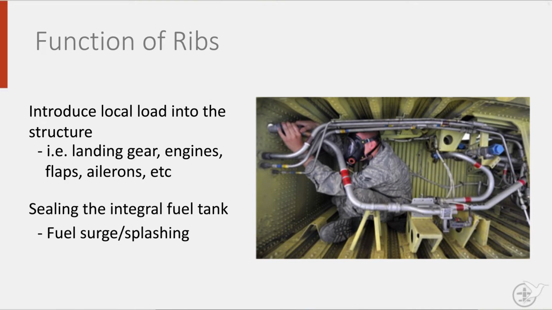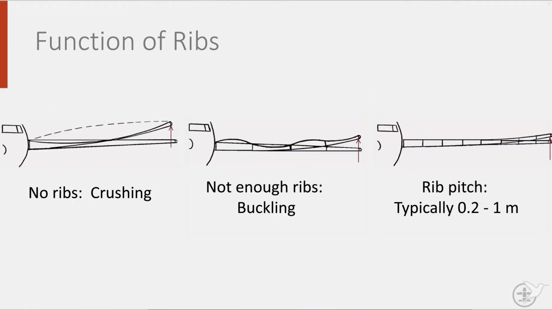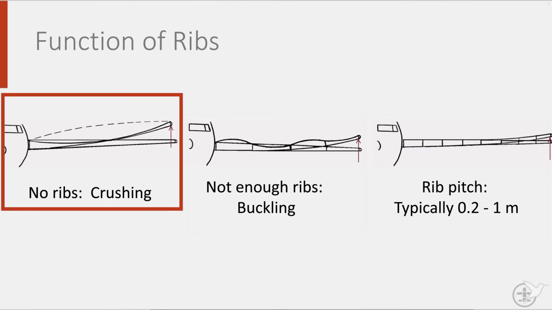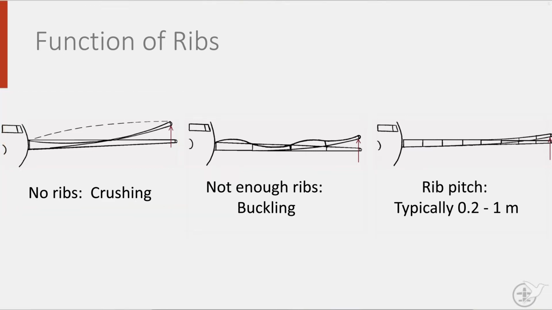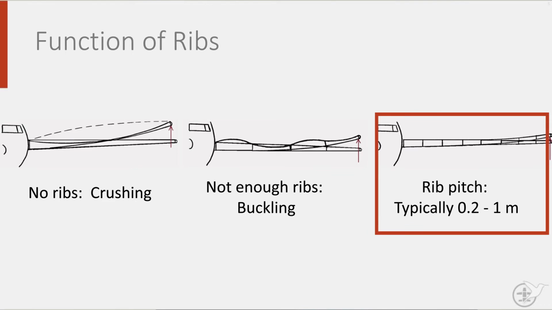They prevent surge and splashing because you can separate fuel tanks into individual bays. Without ribs, the wing would have a much harder time functioning. The wing panels would simply crush and, if you do not put in enough ribs, the wing skin panels will buckle. That's why ribs are typically spaced 0.2 to 1 meter apart, ensuring sufficient distance.